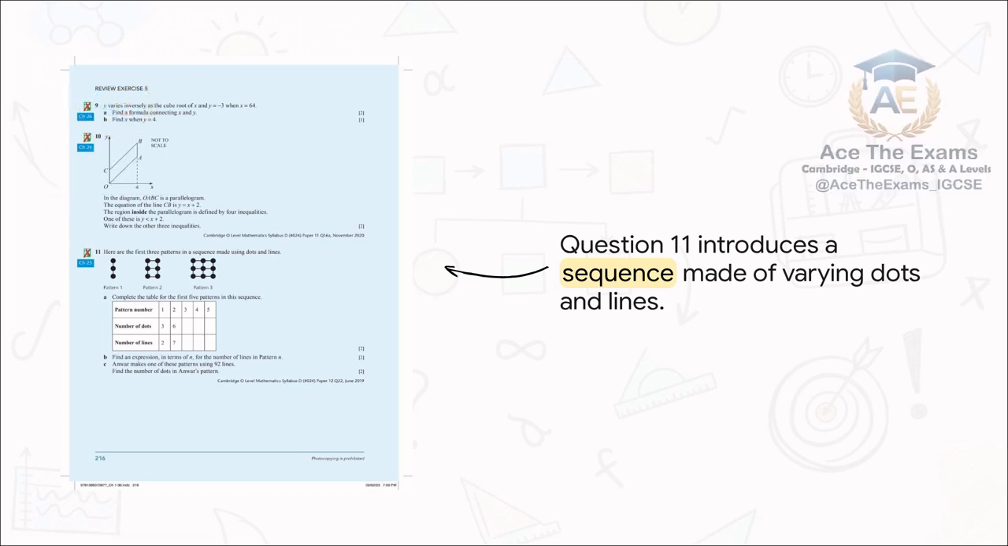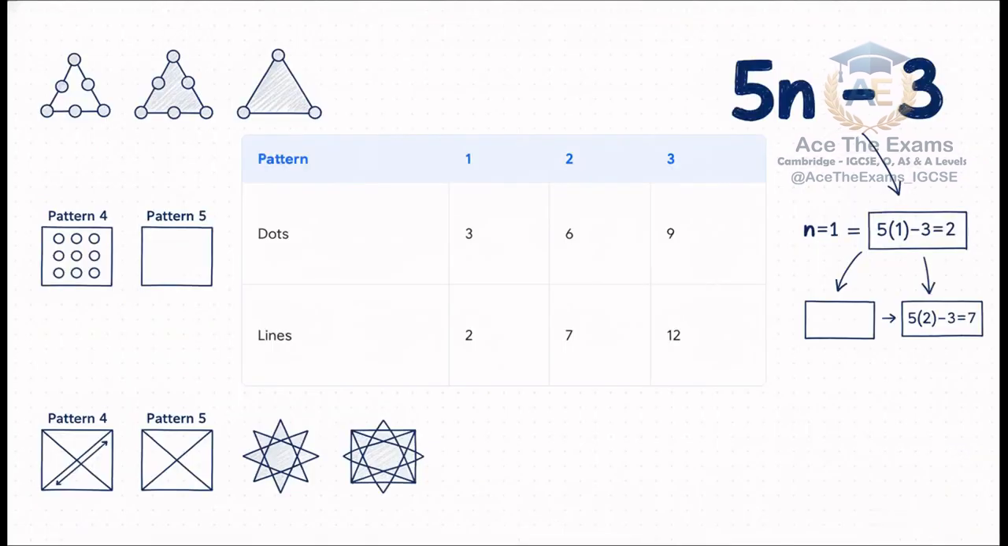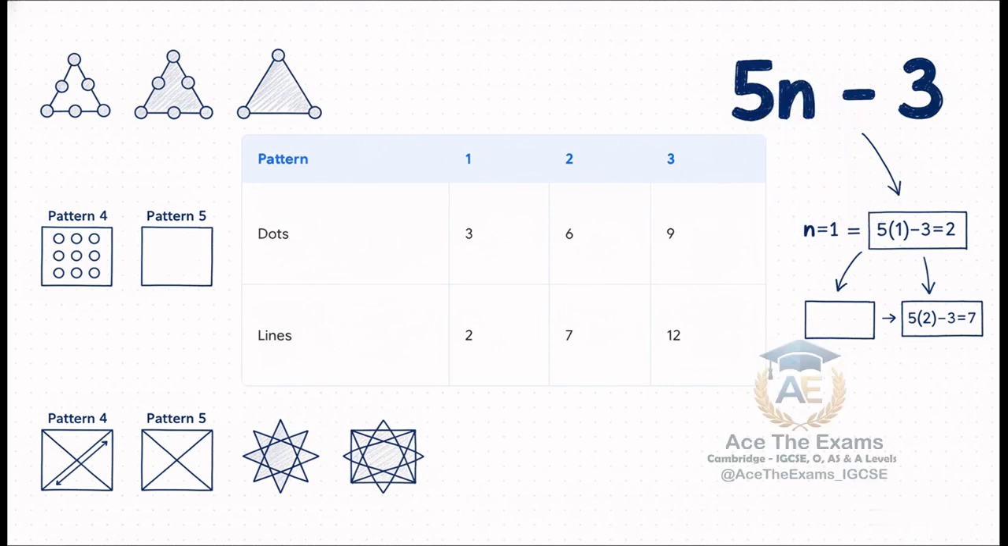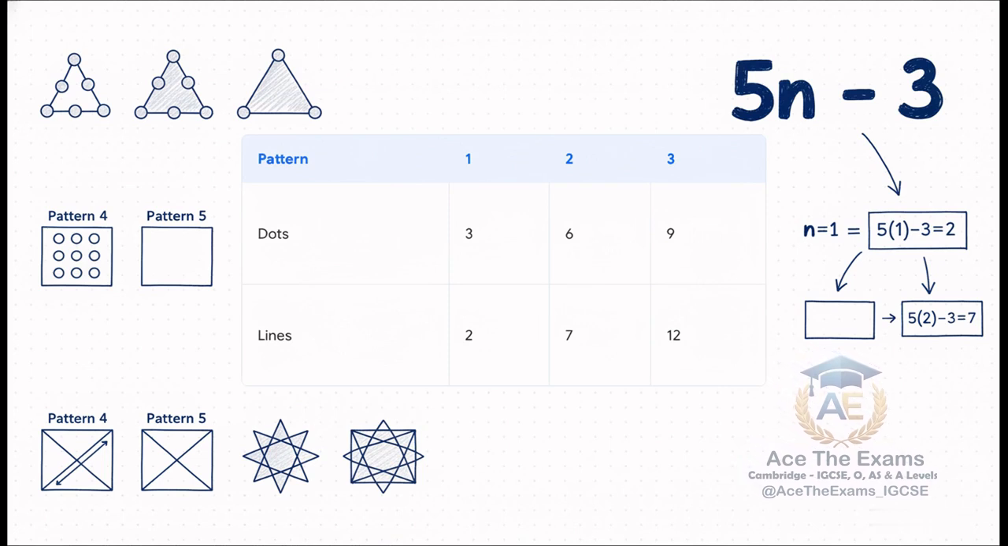So, what is the professional approach? We use a systematic data table to frame our evidence. By simply charting the given visual data into a table for the first 3 patterns, the numerical gaps reveal the hidden algebraic rule for n. Let's look at the lines. The lines go 2, 7, 12. They're increasing by 5 each time. This constant difference tells us our algebraic expression starts with 5n.